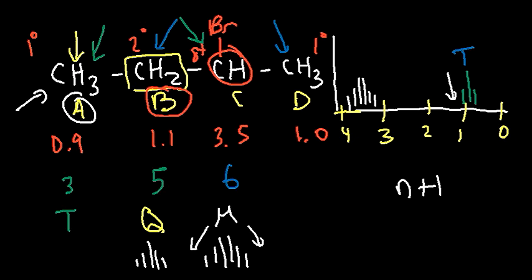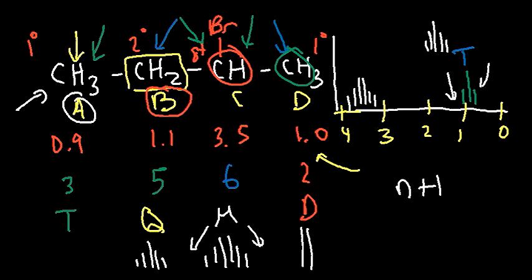And around 1.1, we have this signal. Now we have another signal at 1.0. And that CH3 is adjacent to a CH, so it's adjacent to 1 hydrogen. If you add one to it, it's going to be a doublet. And so it's going to look like this. So let's see if I can put that on the left side.